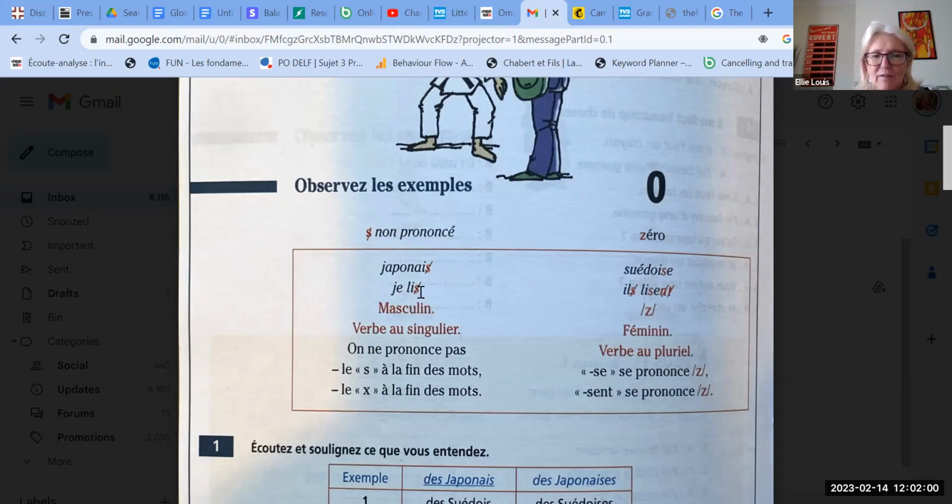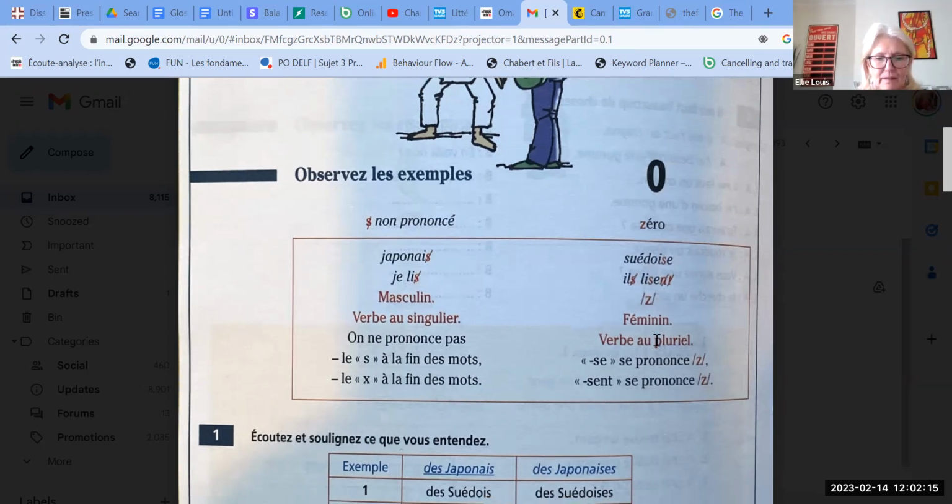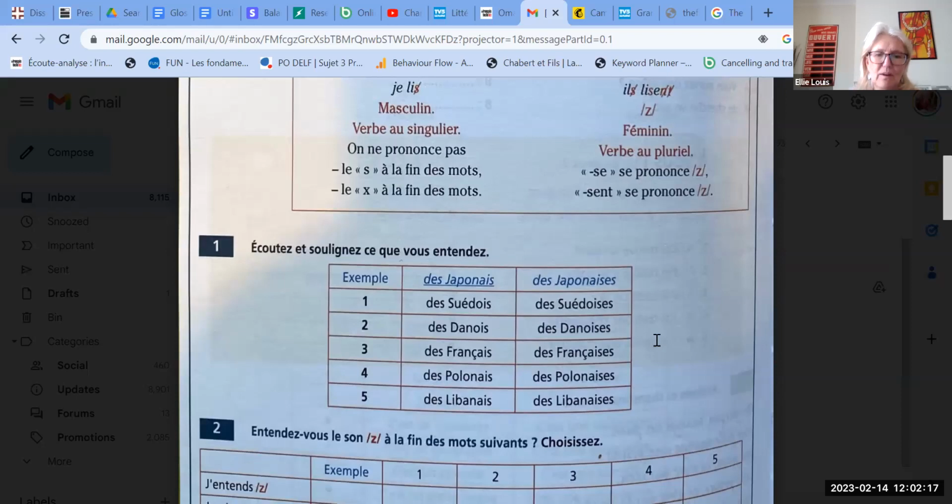So je lis for I read, and they read is ils lisent. Ils lisent. Important to know that, because a lot of the time when you're talking in third person plural, that's how it sounds. So let's look at some more examples. I'll do the first one for you, and then if you can say these to yourself. So des japonais, no pronunciation of the S. Des japonaises, nice and Z-y.